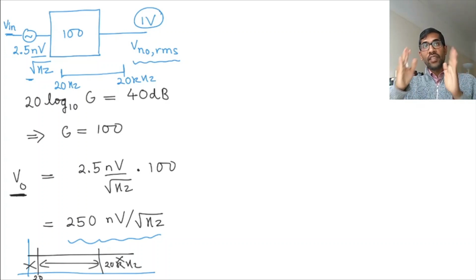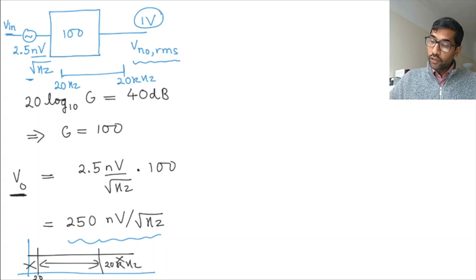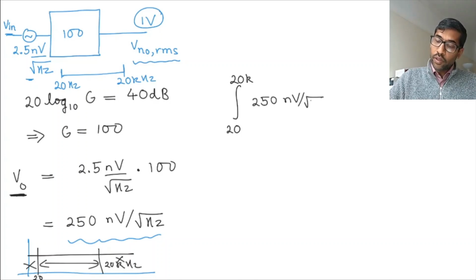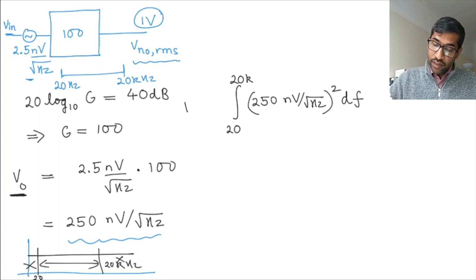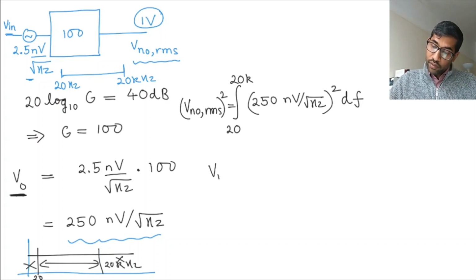So what is the noise power then in that particular band? The noise power is basically going to be the integration from 20 hertz to 20 kilohertz of the noise, 250 nanovolt per root hertz, squared, df. Now if you do this integration, you can find out what the noise is going to be. That is going to be the noise power at the output, right? That's going to be VNO RMS squared. So what is VNO RMS going to be?